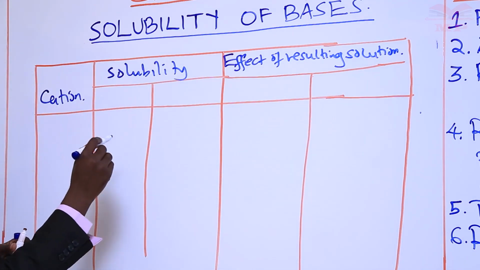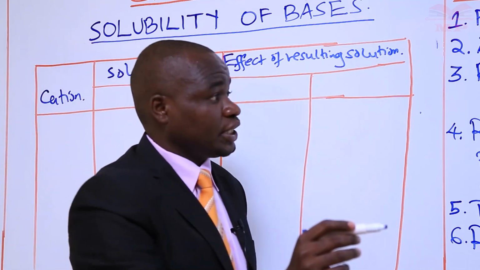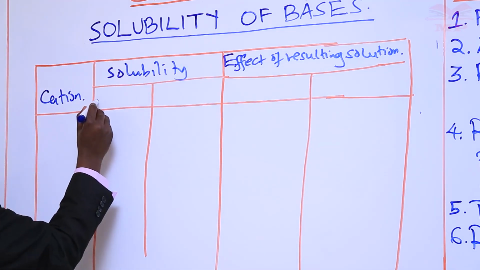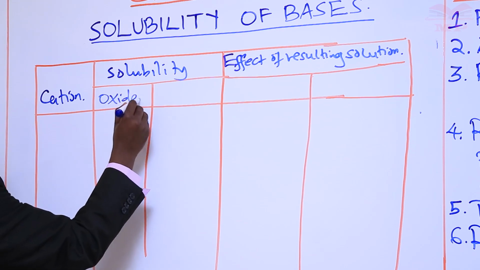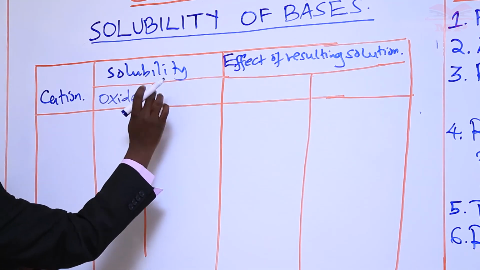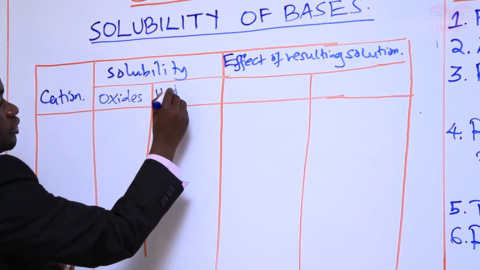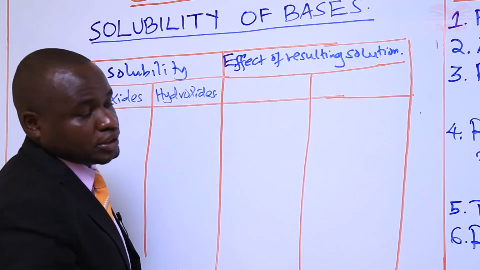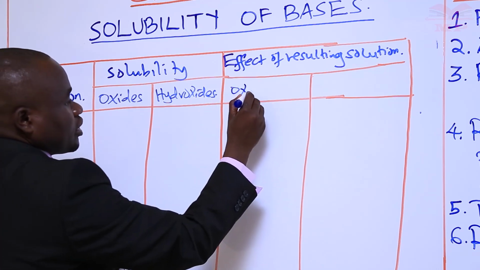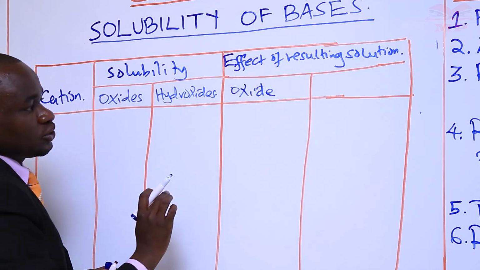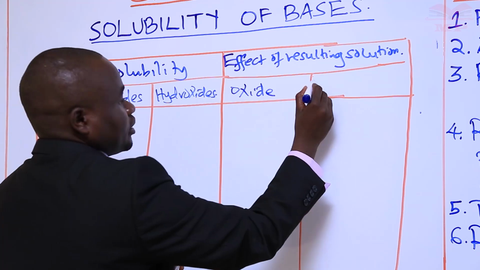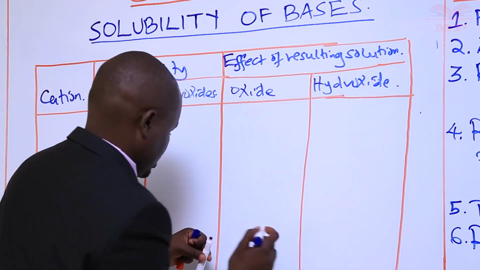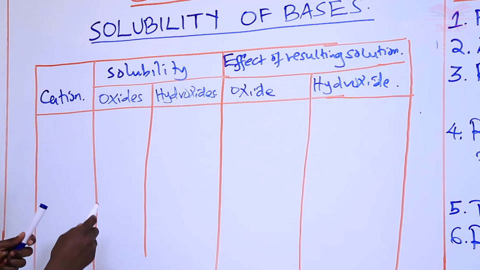So here, remember, we are dealing with bases, and we have said bases are either metal oxides or metal hydroxides. So here the first part will be the solubility of metal oxides. Then here we shall put the solubility of the metal hydroxide. Then here the effect of the resulting solution of the oxide, then the effect of the resulting hydroxide. So here we shall put our cations.